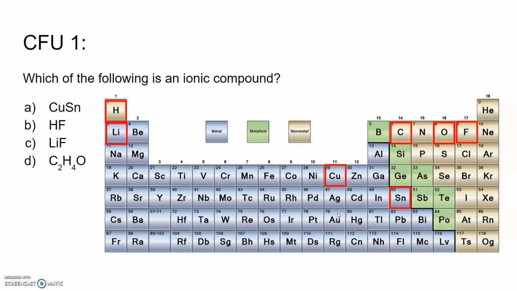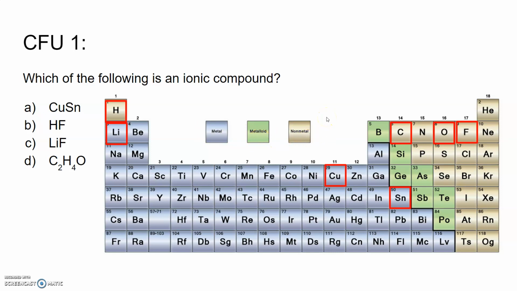Okay, so let's take a moment to pause and see where we're at here. Which of the following is an ionic compound? You have a list of chemical formulas here. To help you out, I have highlighted where all of these elements are on the periodic table, so you don't have to look too hard to find them. And we also have this color-coded periodic table. It makes it easy to know if something is a metal, metalloid, or nonmetal.